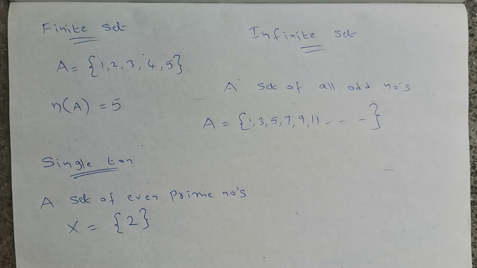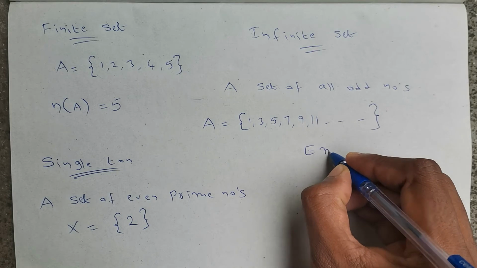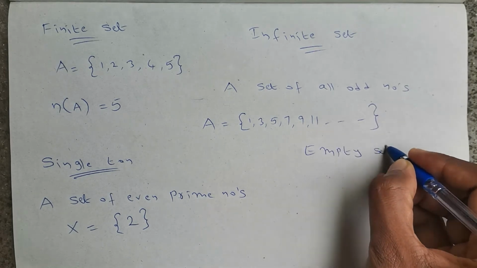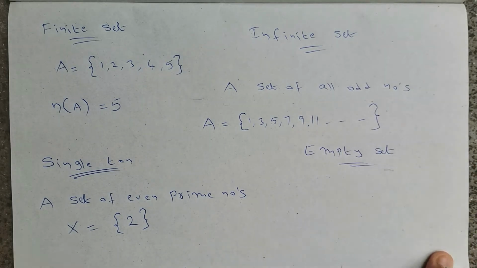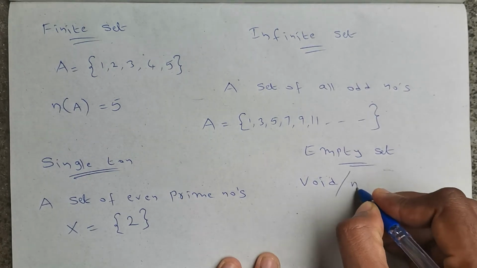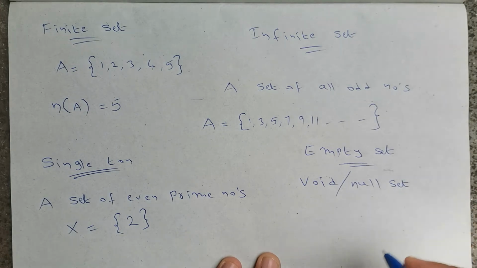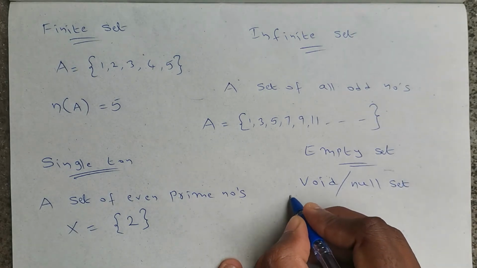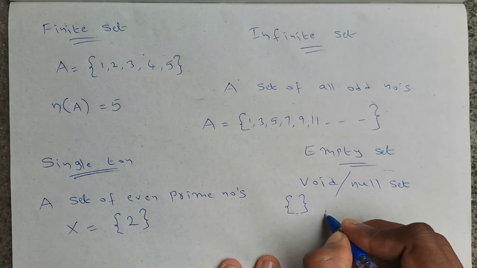And the next type of set is empty set. Empty set means a set which does not contain any element. A set which does not contain any element is called an empty set. This empty set is also called void set or null set. And it is represented by empty braces or else the symbol phi.